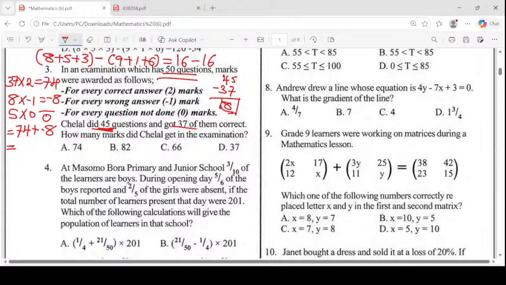So when you have 74 plus -8, this exactly gives you positive 66. So you get that the total marks is 66, which is choice C for cat.